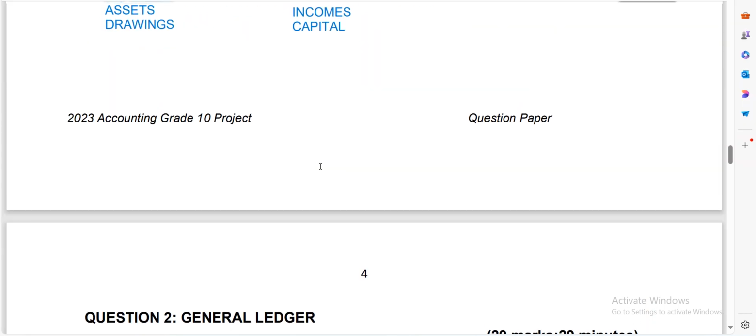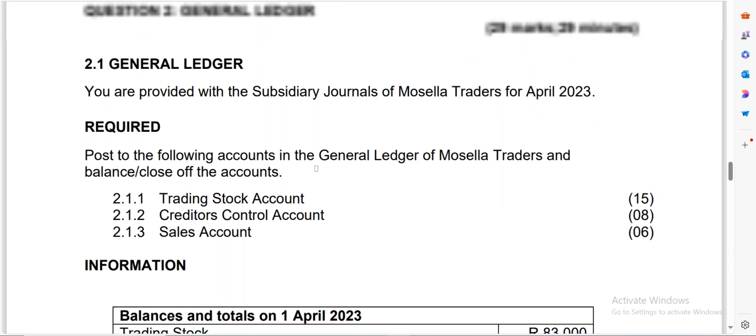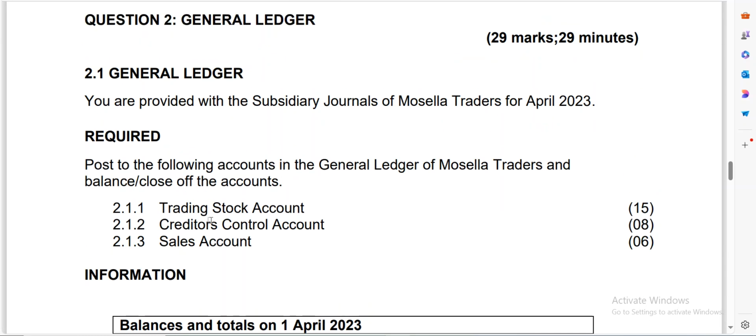So here they are saying that number 1, you must prepare your trading stock, your creditors control, and also the sales account. And they are saying that we need to close them off, meaning that there are some marks dedicated to closing off these accounts. The ones that are being closed off are the ones like your sales, because this is an account that must be closed off at the end of the year. But these ones must be balanced. That's why you'll see them having a balance brought down for the next year. Okay, but this one is closed off because it is an expense.